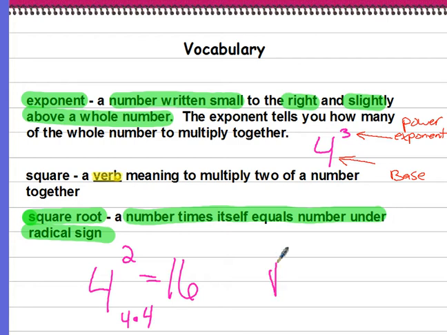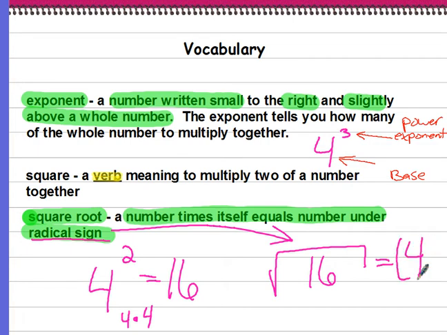Well, now this symbol here is called the radical sign. Okay? This here is the radical sign. This is called the square root. So the square root of 16 means what number times itself equals 16, and that number is 4. So the square root of 16 is 4. The square root of 49 is, what do y'all think it is? It's 7, because 7 times 7 is 49.